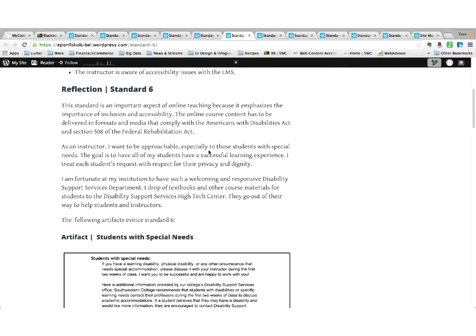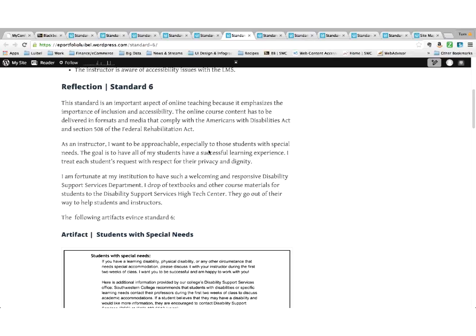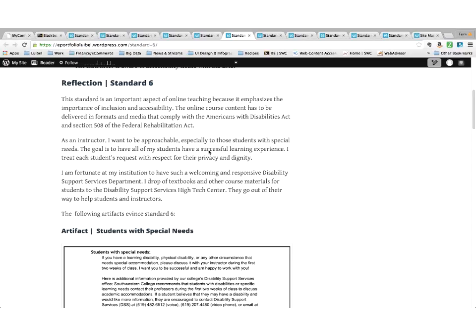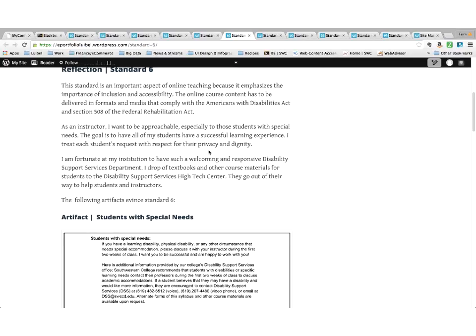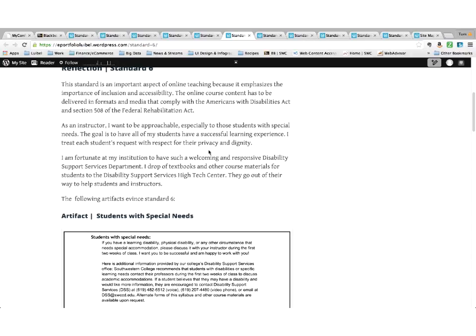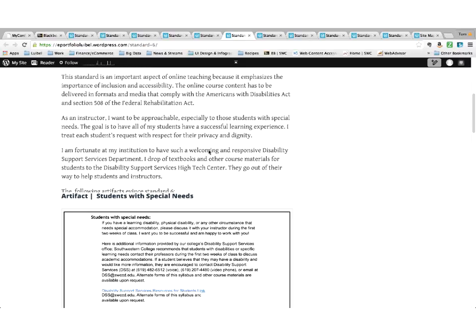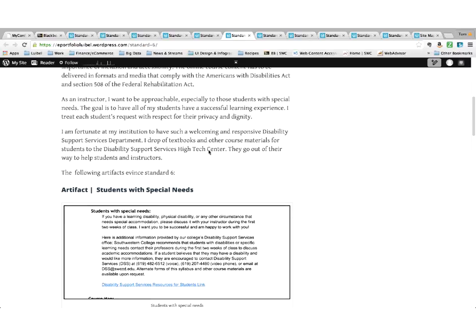So this standard is an important aspect of online teaching because it emphasizes the importance of inclusion and accessibility. The online course content has to be delivered in formats and media that comply with the Americans with Disabilities Act and Section 508 of the Federal Rehabilitation Act. As an instructor, I want to be approachable, especially to those students with special needs. The goal is to have all of my students have a successful learning experience. I treat each student's request with respect for their privacy and dignity.